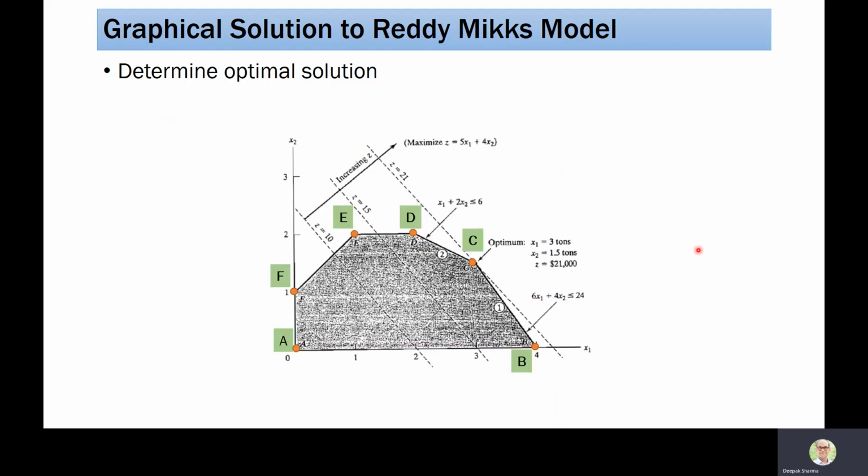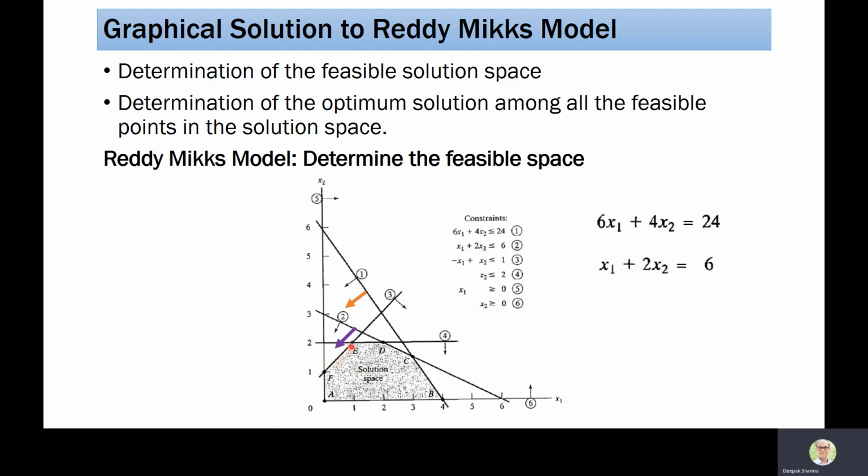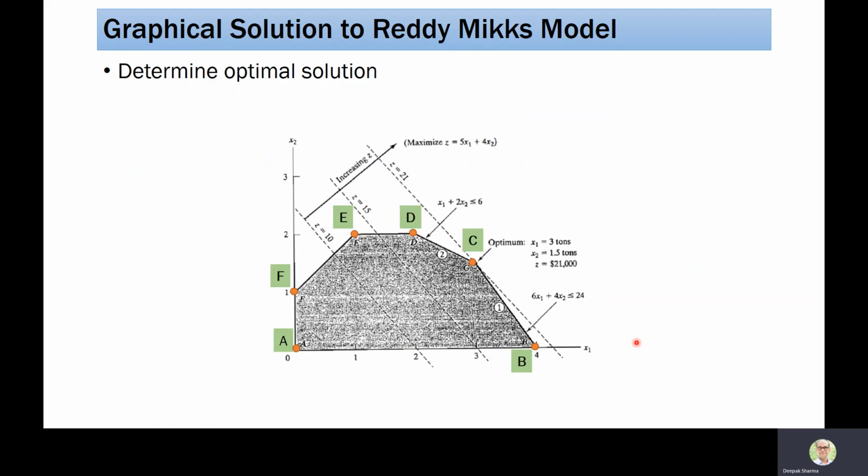So let us see the common space. Now I have shown you the points such as A, B, C, D, E, and F. As you can see, these are nothing but the points of intersection between two lines. Now we have got the common space by all constraints and variable bounds.